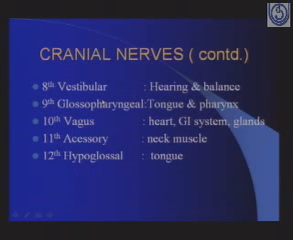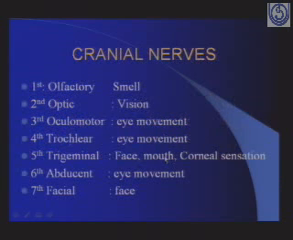Eighth is vestibulocochlear, related to hearing and balance. Ninth is glossopharyngeal, involved with the tongue and pharynx. 10th is vagus, it is related to heart, gastrointestinal system and glands. 11th is accessory, neck muscles, and 12th is hypoglossal, tongue. All these nerves and their functions are given in your textbooks.